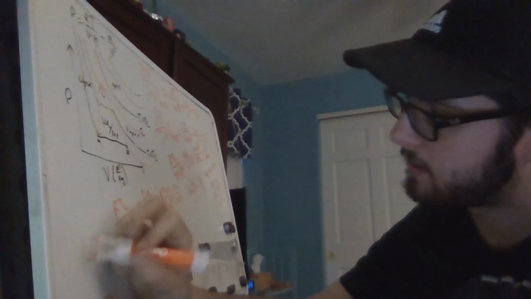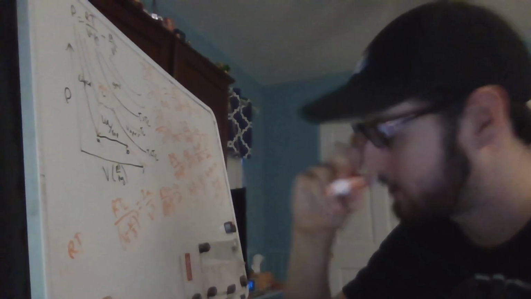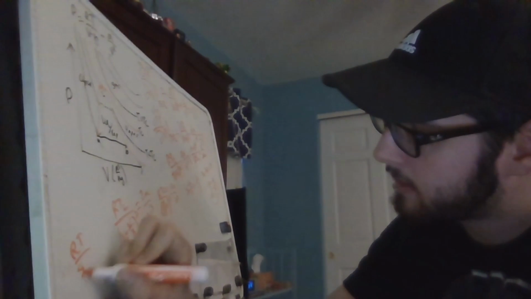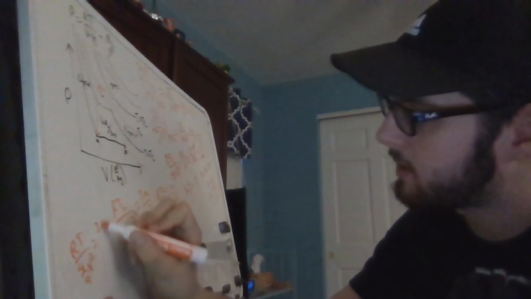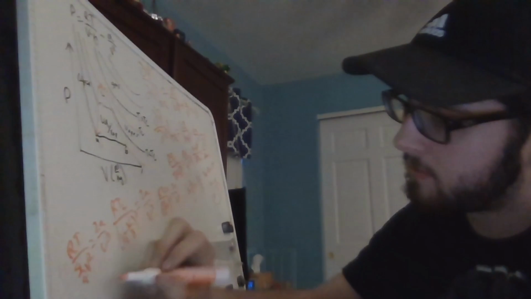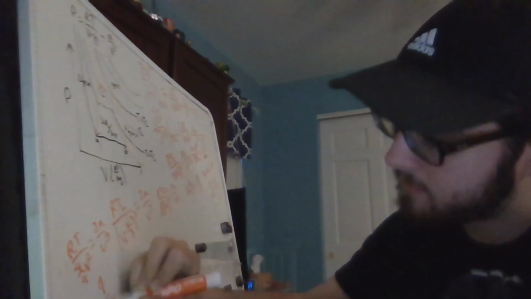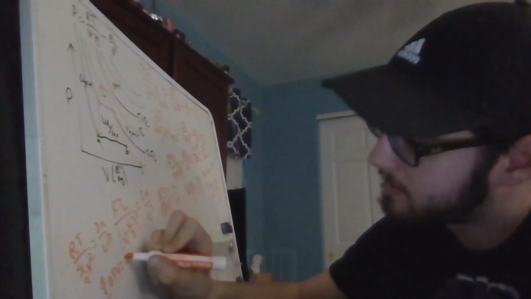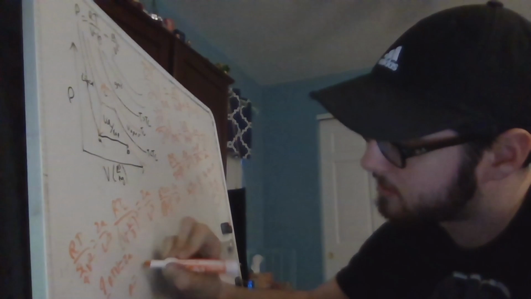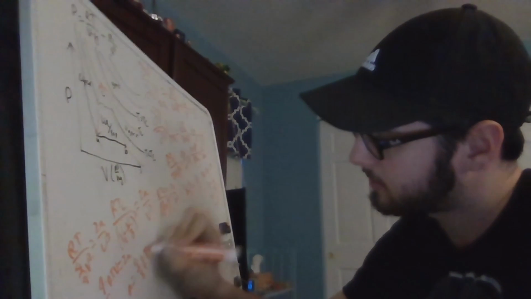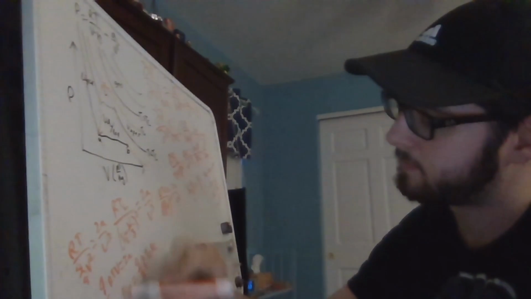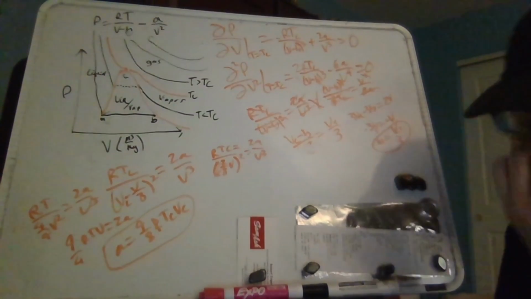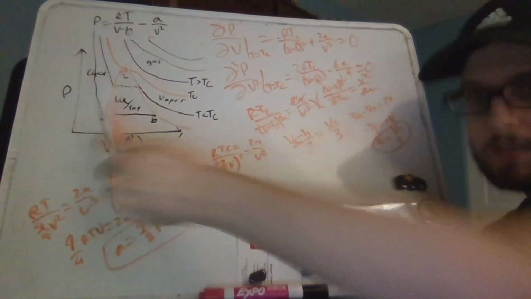And so you got RT over 4/9 V squared is equal to 2A over V cubed. I'm doing this all sorts of out of order, but you're watching me write it. Then you're going to flip this, so it's 9/4 RTV is equal to 2A. So therefore A is equal to 9/8 R times the critical temperature times the critical volume. That is A. So from there, if you can even read this, we have derived A and B from the van der Waals equation using this as our guidance.